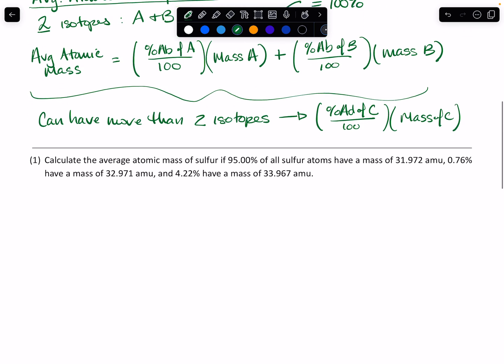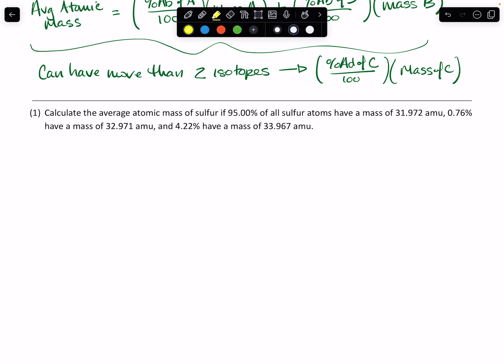So we're going to try 2 problems. The first one: calculate the average atomic mass of sulfur if 95% of those sulfur atoms have a mass of 31.972 AMUs, 0.76% have a mass of 32.971 AMUs, and 4.22% have a mass of 33.967.